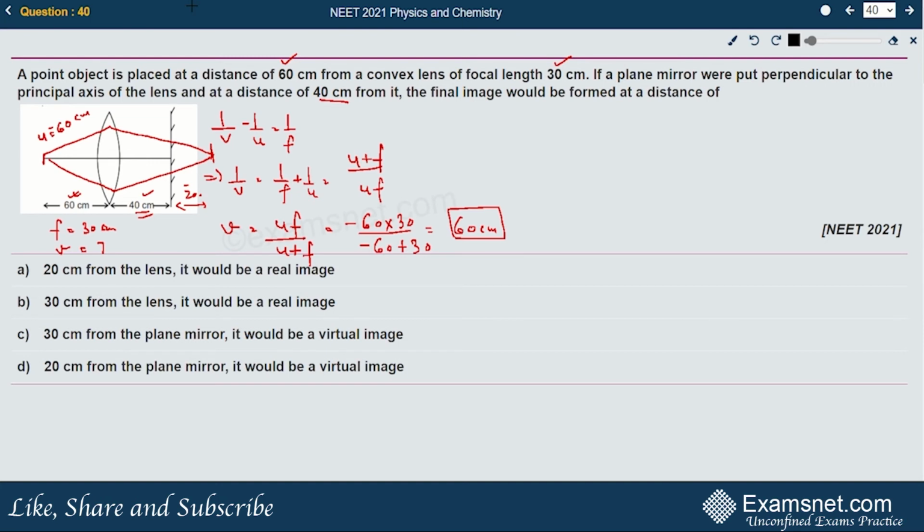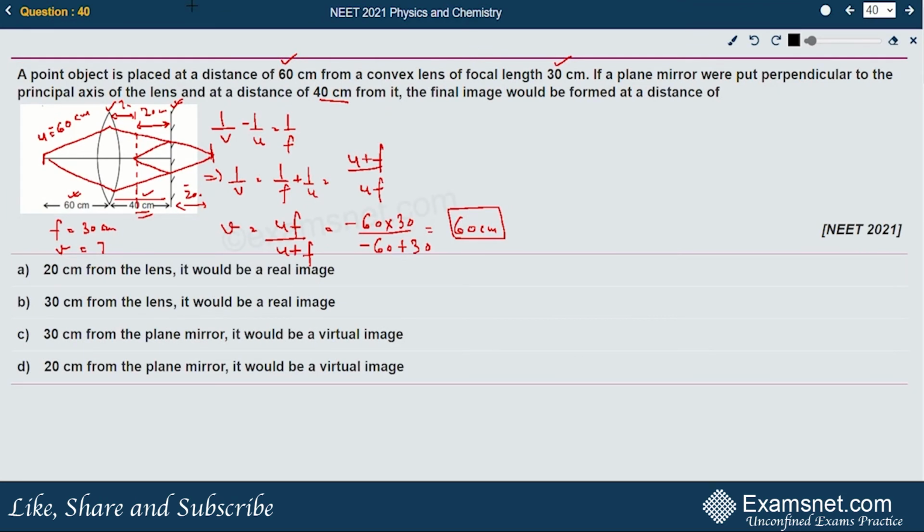But this real image by the convex lens will act as a virtual object for this mirror. So this mirror will form the image of this object in front of it at a distance of 20 centimeter. So it is also 20 centimeter from the lens, because this whole distance is 40 centimeter. So 20 and 20. So this is for the first refraction.